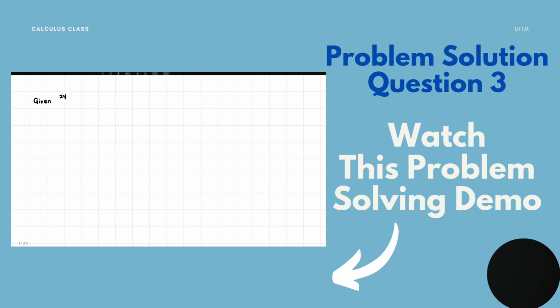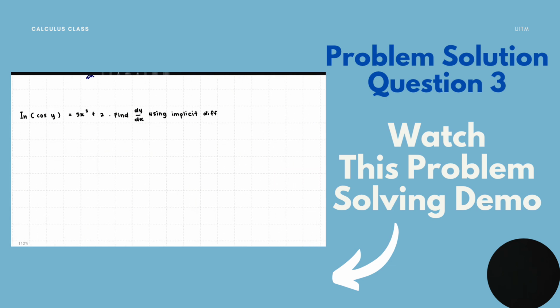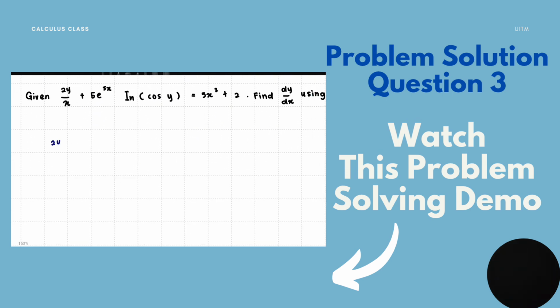So the next question is: given 2y over x plus 5 ln 5x ln cos y equal to 5x 3 plus 2, we have to find dy over dx using implicit differentiation. So we have to find dy over dx. We write back the question, which is 2y over x plus 5 ln 5x ln cos y equal to 5x 3 plus 2.